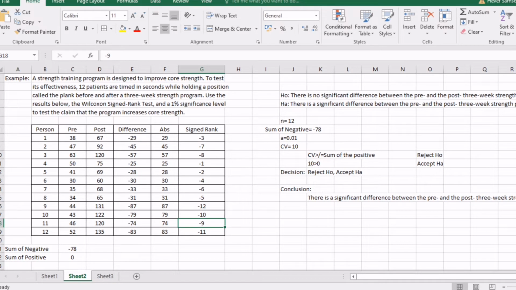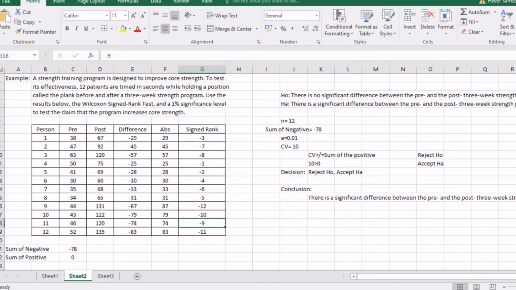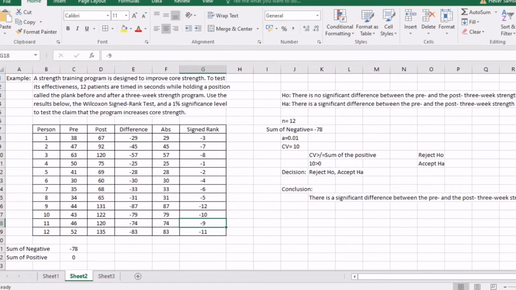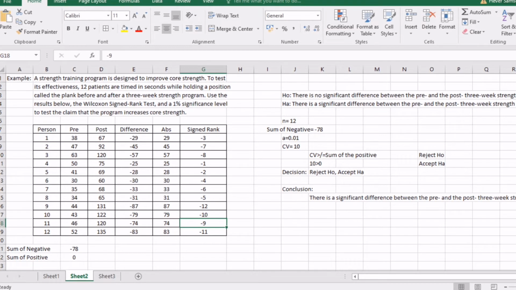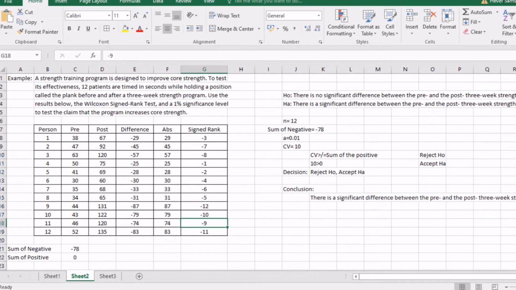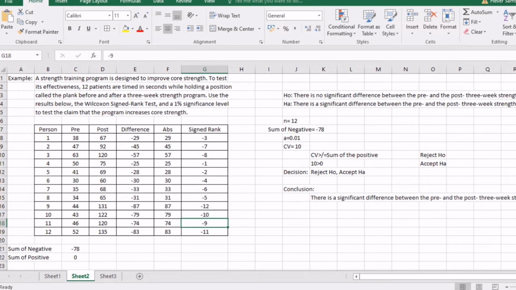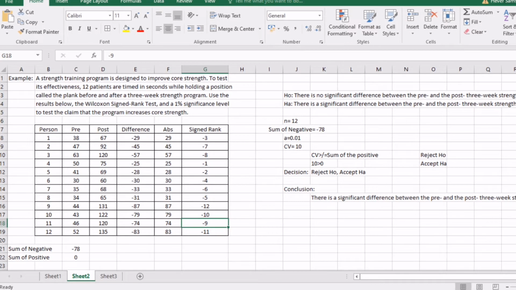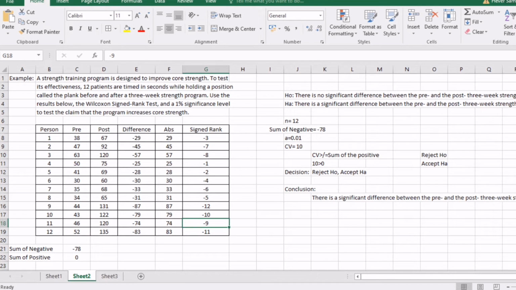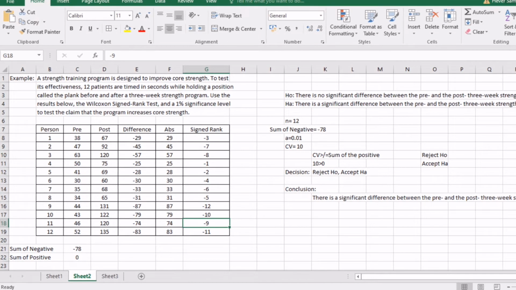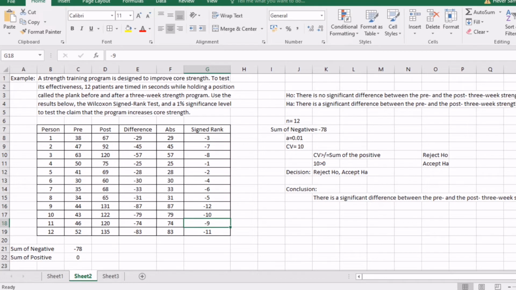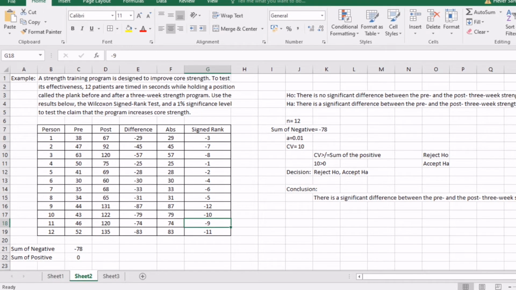So what is N? Our N here, as you can see, is 12 persons. We are looking at 12 patients. Thus, the sum of the negative is negative 70. Next, we have to get the critical value. The problem says our alpha, or the significance level, is 0.01, that is 1%.